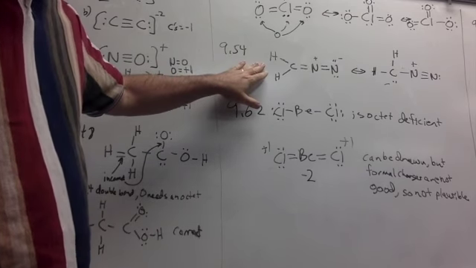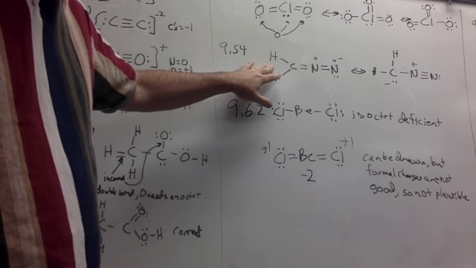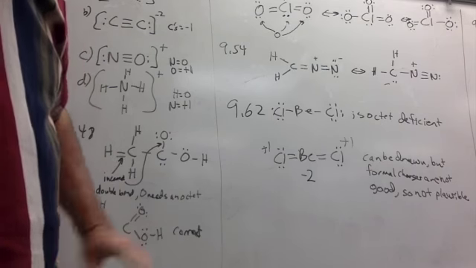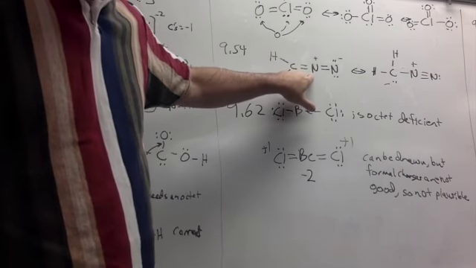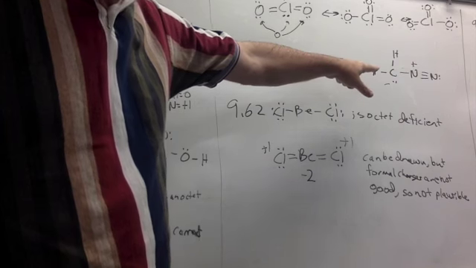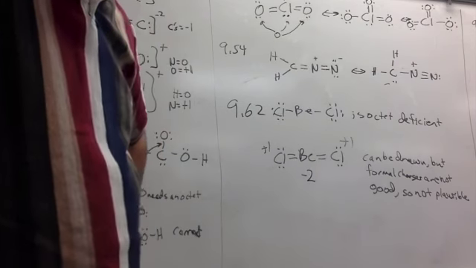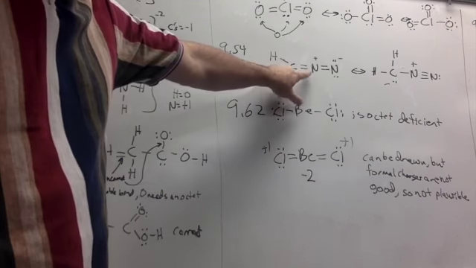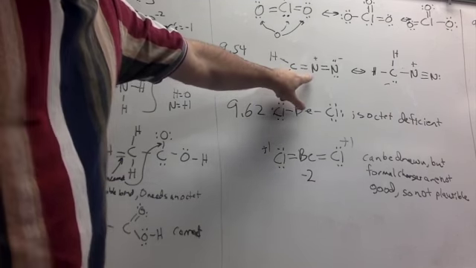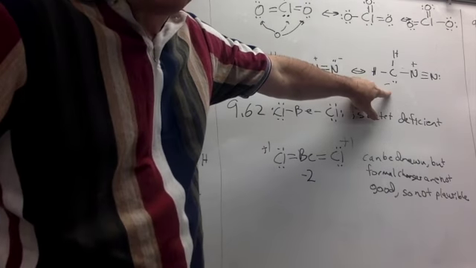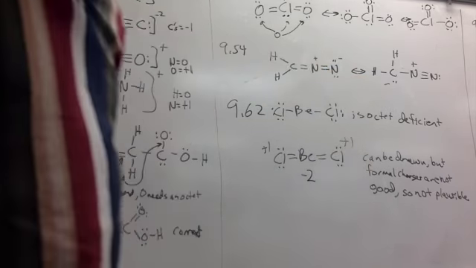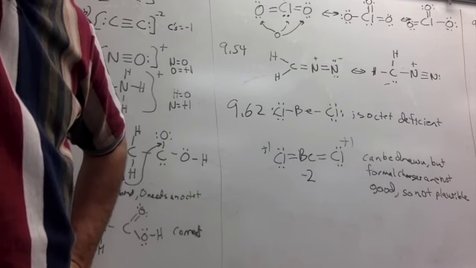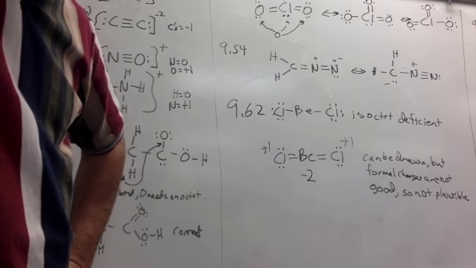9.54, we were supposed to draw both resonance structures for this molecule, CH2NN. One structure would have 2 double bonds. The other one would have a single bond between carbon and nitrogen and a triple bond between the nitrogens. I think I would actually prefer this one because this one puts a negative formal charge on carbon and a positive formal charge on nitrogen, and nitrogen is more electronegative, so that's kind of backwards as far as formal charge.